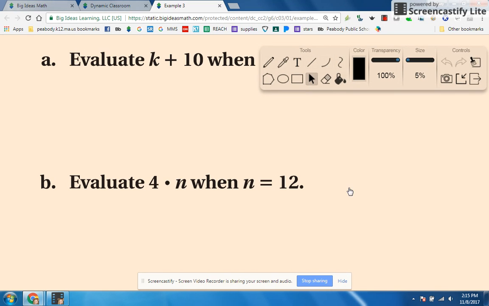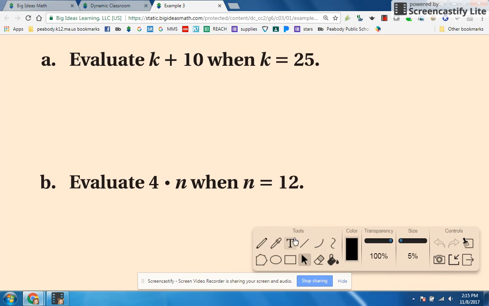Now we're going to try actually evaluating. So this is the one where you just replace the letter with the number it's telling you and then do out the math. So instead of k, I'm going to put 25 because that's what it says. Then I'm just going to do out the math. So 25 plus 10 is 35. That's your answer. Okay? Same down here. 4, the dot means times. I'm changing the n to a 12. Now I'm just going to multiply it out, and I get 48.